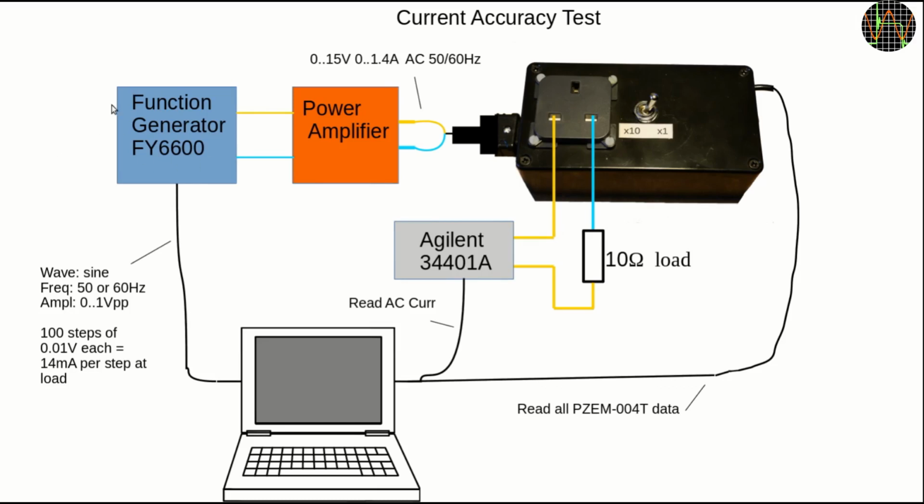My setup for testing current accuracy is quite similar. Again, the function generator drives an amplifier, which is now used directly to push up to 1.4 amps of current through the 10 ohm load resistor. The Agilent 3441A and the PZEM-004T both measure the current, and the PC collects the data from both and drives the function generator to do the test in 100 steps, incrementing the current through the load by 14 milliamps each step. For current, I need to run this not only first for 50 and then 60 Hz, but also repeat both tests using first the ×1 and then the ×10 switch. This is where scripting really pays off.